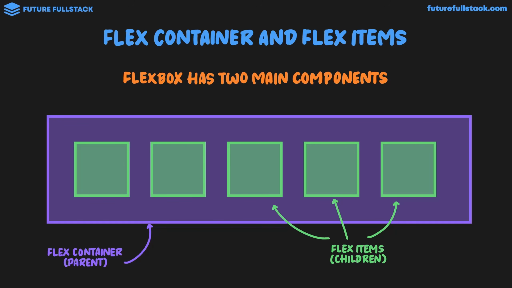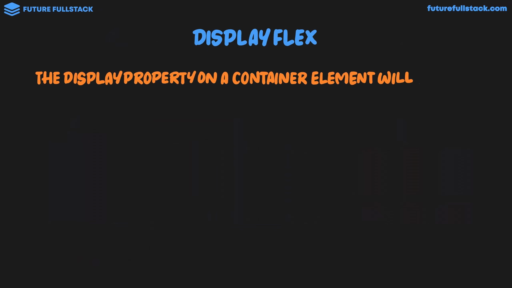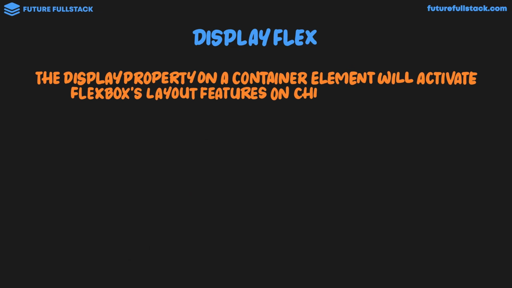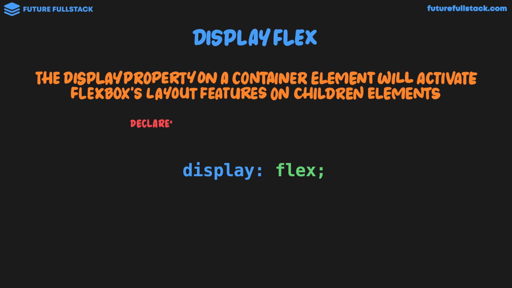So let's now look at how we activate Flexbox with Display Flex. The display property on a container element will activate Flexbox's layout features on children elements. You've likely come across the display property already, which has values like block, inline, and inline block. If the display property is new to you, you can check out my video in the description below. For Flexbox, we use the display value flex, and very importantly, this is declared on the Flex Container, the parent.